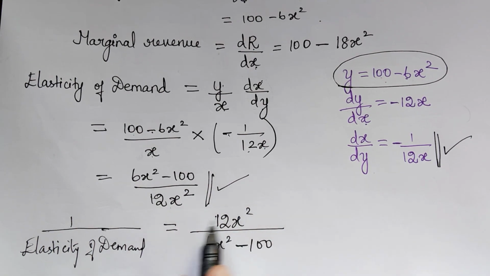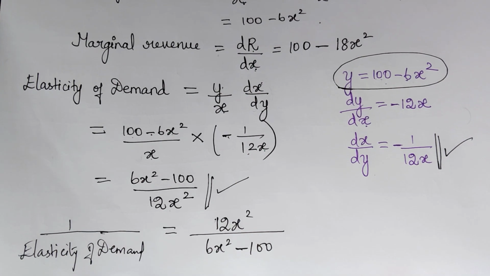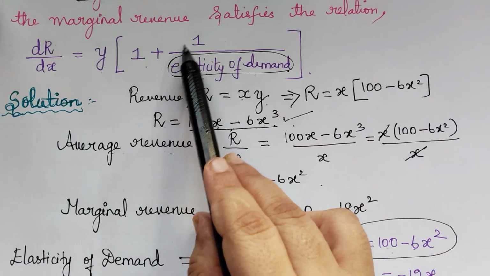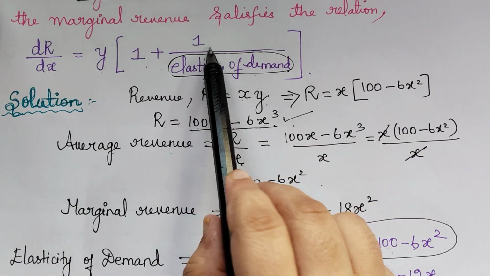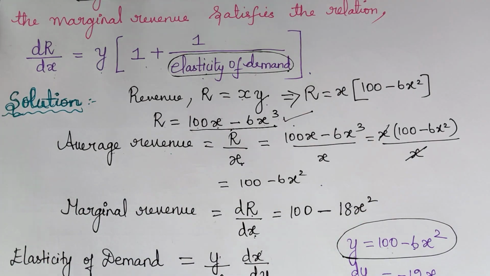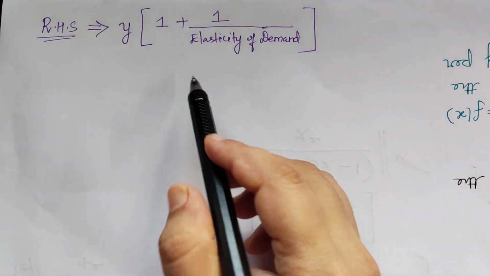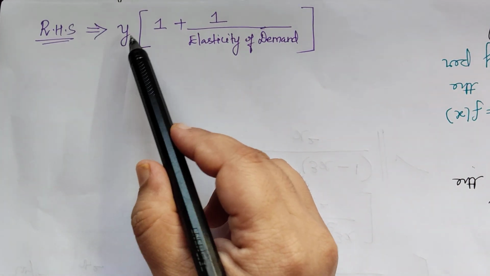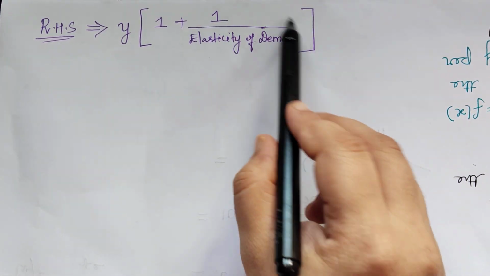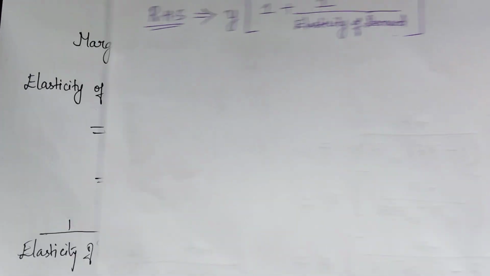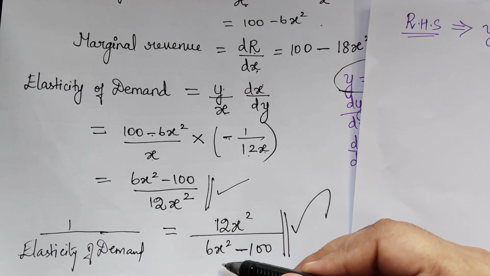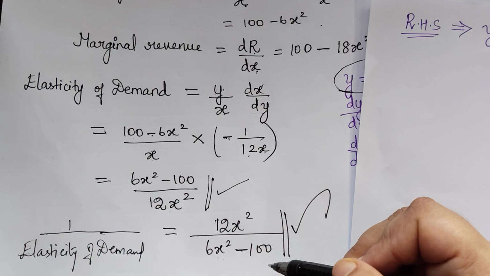So now after finding this, we shall substitute in the right hand side of this relation. That is, 1 by elasticity of demand we will substitute here, and then on simplification we shall show that it is equal to dr by dx. So now here we have written the RHS, which is y multiplied with 1 plus 1 by elasticity of demand. Now we shall substitute this 1 by elasticity of demand over here. We have obtained it to be 12x square divided by 6x squared minus 100.